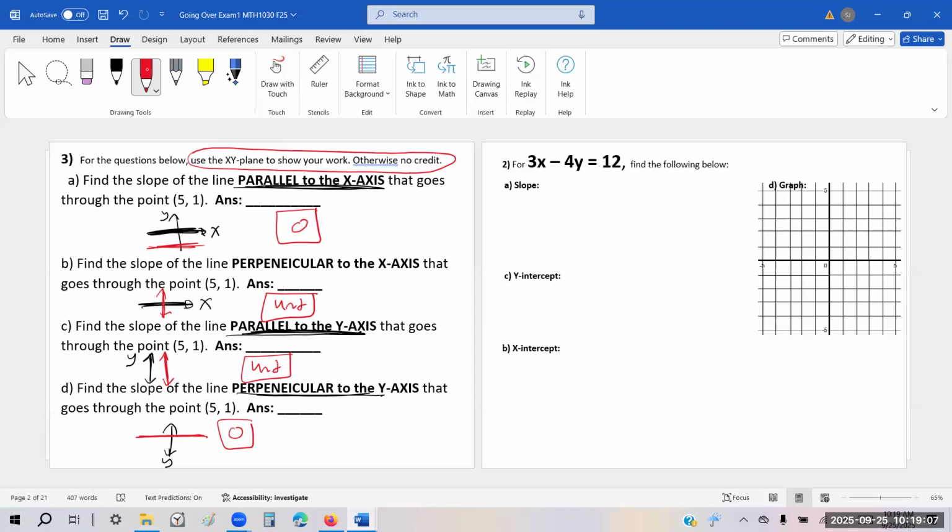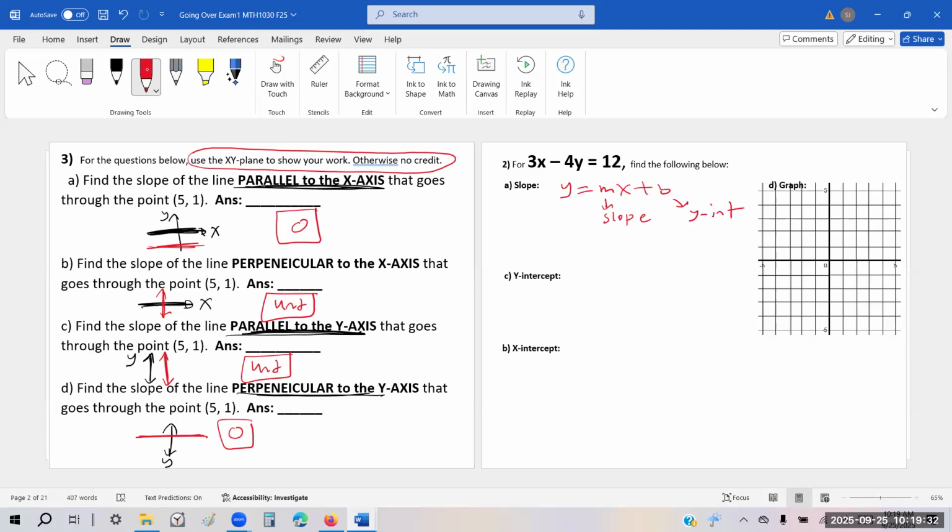Now there are two ways you can find the slope. One is to convert it into y equals mx plus b. This m is the slope and this b is the y-intercept. So if you convert this into y equals mx plus b, you get two things at the same time.